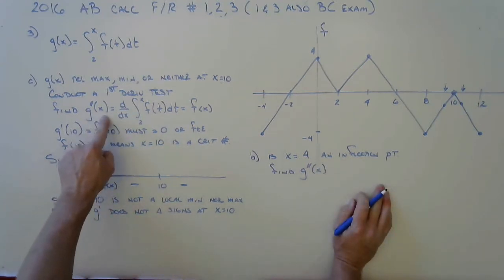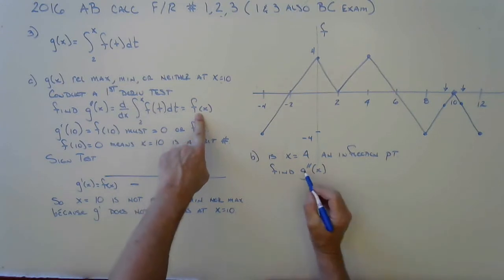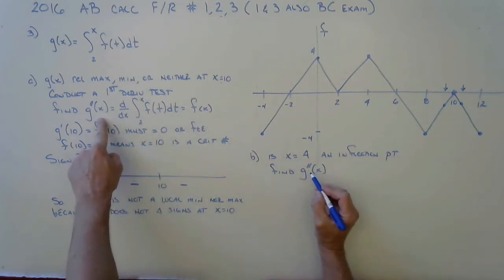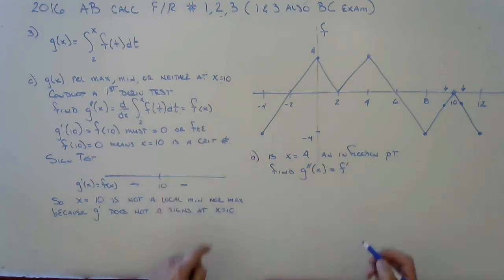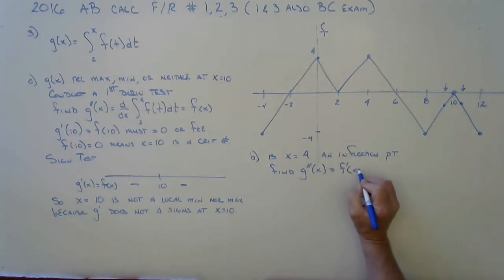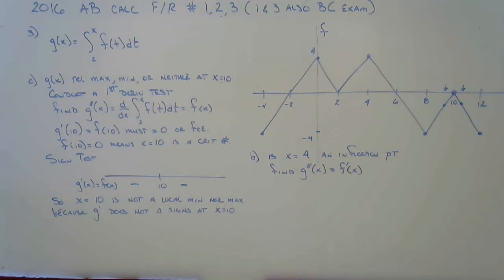Now, how am I going to do that? Well, I know what g prime is. g prime is f of x. So I take the derivative of this side, g double prime. I take the derivative of this side. g double prime is f prime of x. It's the slope of this. Now they want to know, what do we get at x equals 4, right?